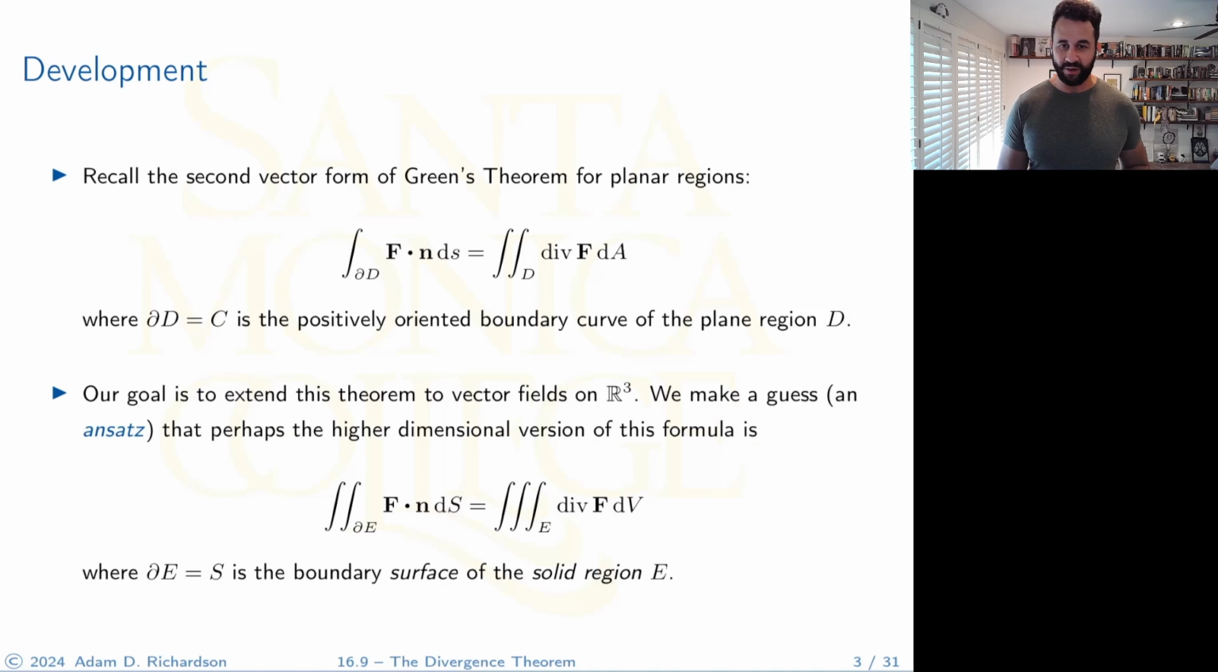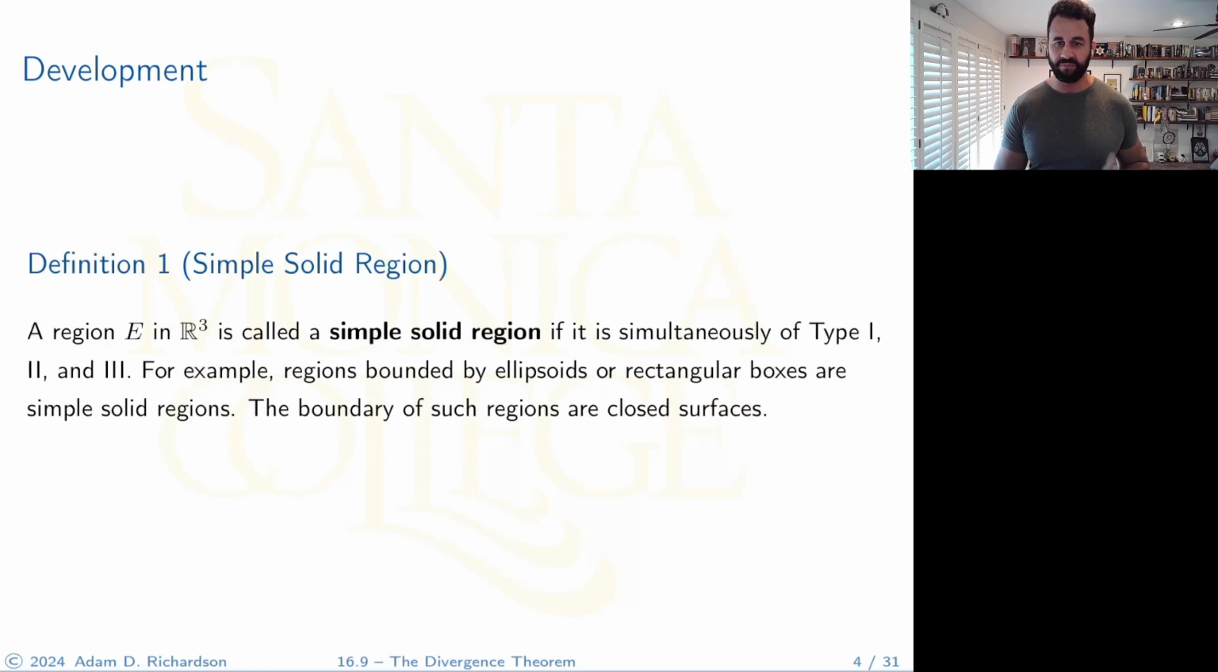All right, now, in order to talk about the divergence theorem, we need one last definition. That's just the definition of a simple solid region. A region E in R3 is called a simple solid region if it is simultaneously of type 1, 2, and 3. For example, regions that are bounded by ellipsoids or rectangular boxes are simple solid regions. And the boundary of those regions are closed surfaces. So that's what we're looking at, right?